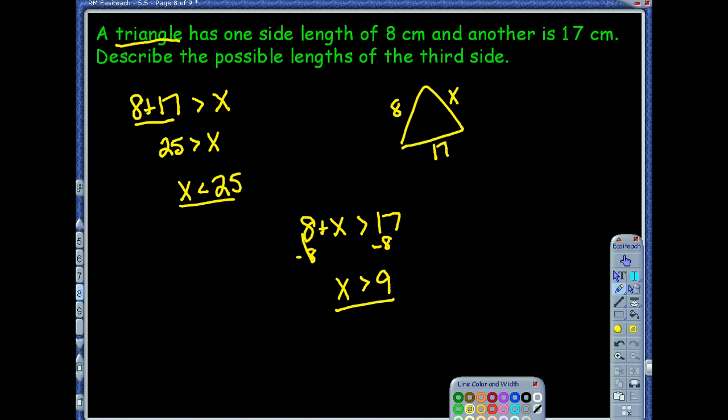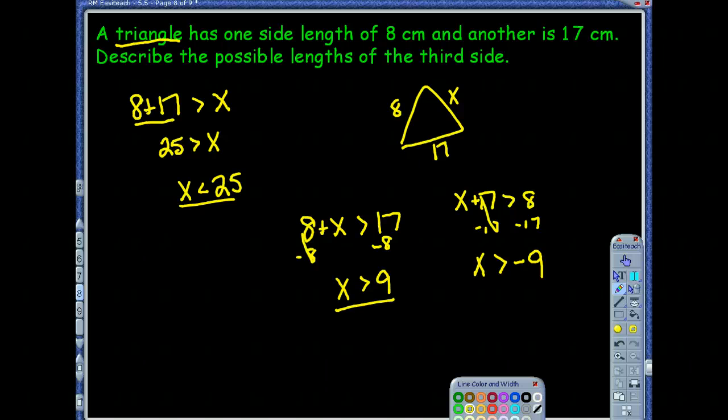But there's another inequality I could technically write as well. The other one would be the X and the 17 added together is greater than 8. When I solve that, I get X is greater than negative 9. Now, you already mentioned, can we have negative side lengths? No, and something like that would be like negative 8 is greater than negative 9. Well, you can't have a side length that's negative, so that probably isn't going to help us any.